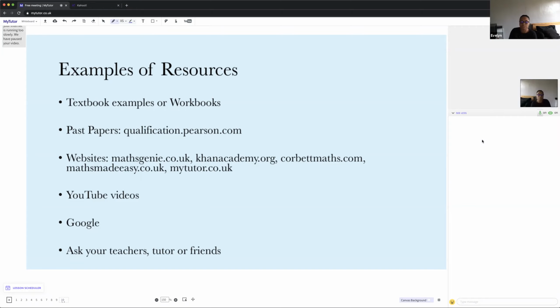Past papers, this is for Edexcel only. For Edexcel past papers, go to qualification.pearson.com. If you're doing AQA or OCR, then you go to those websites, AQA and OCR, to find those past papers. Good websites for everyone: obviously MyTutor is really good if you're looking for a tutor or revision courses and whatnot. The MyTutor YouTube page and the MyTutor website are great to go to. Also mathsgenie.co.uk, those are good for questions. Khan Academy is good for videos. Corbett Maths is also good for questions, and so is Maths Made Easy.